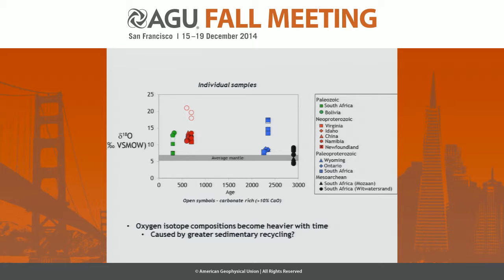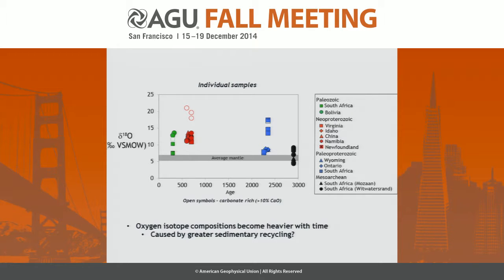So the question is, what is causing this? And by the way, the ones that are open circles are ones that are rich in carbonate. Carbonate has a very high oxygen isotope value compared to silicate materials, so that is obviously going to affect those results. But anyway, there are a couple of different possibilities for the causes of this pattern that we see.